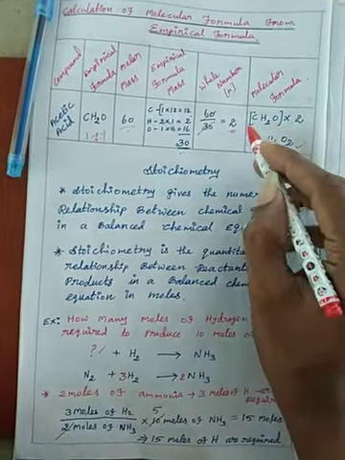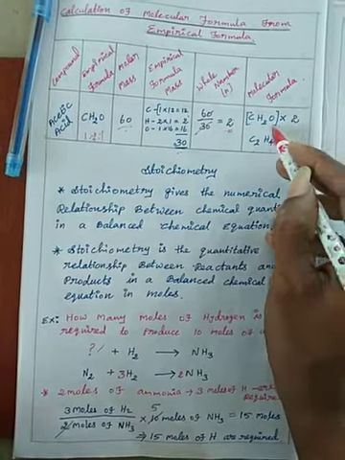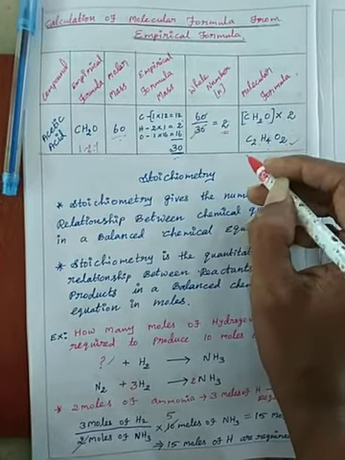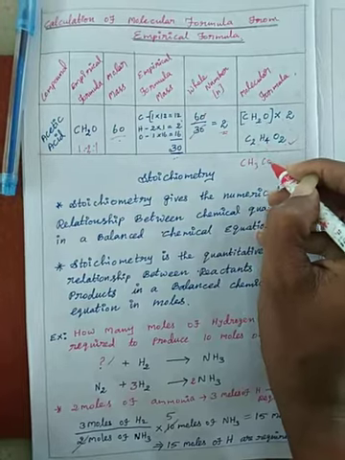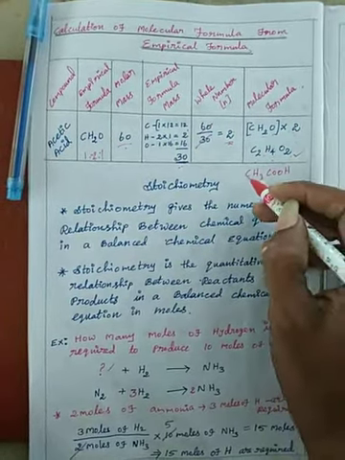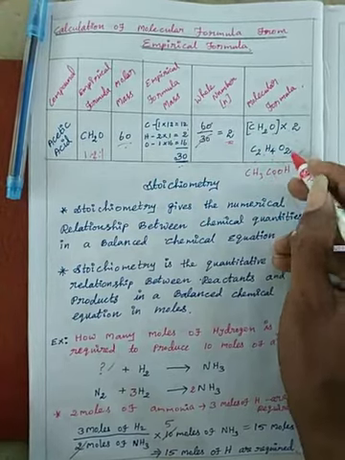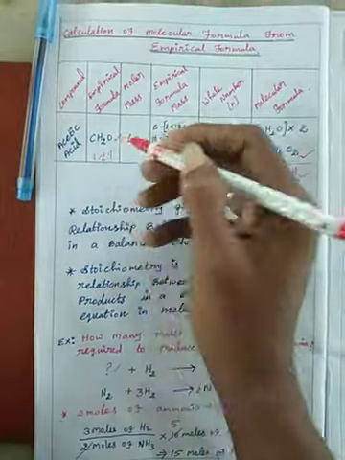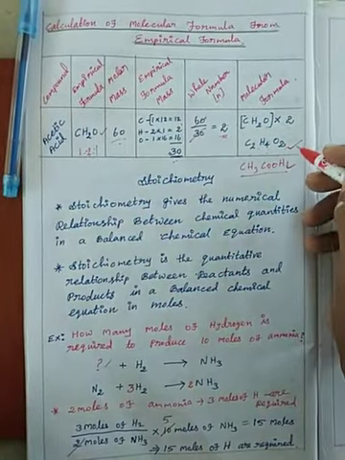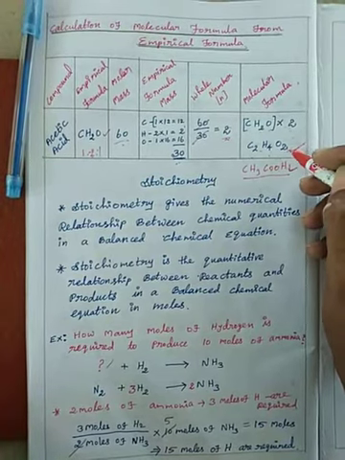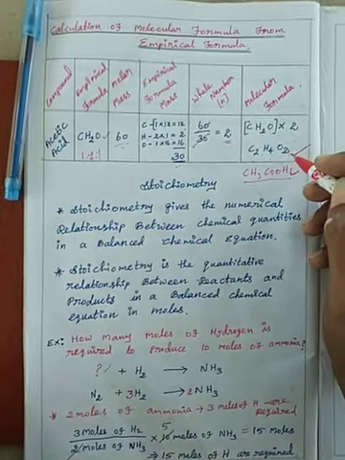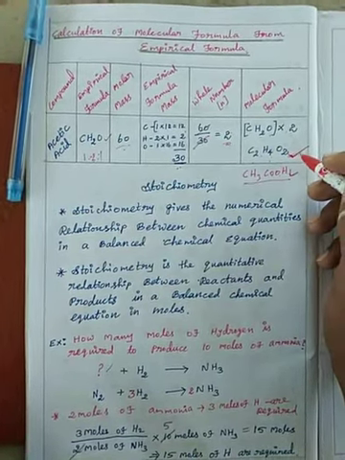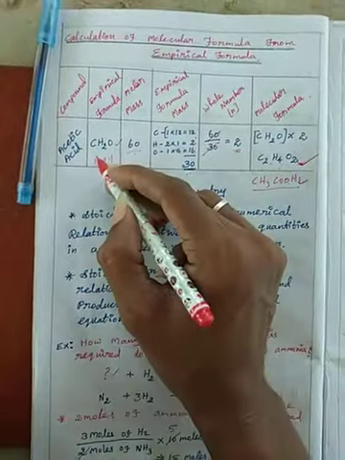See, 2 into 1 is 2, 2 into 2 is 4, 2 into 1 is 2: C2H4O2. And you can work out the expanded structural formula, which means CH3COOH, called acetic acid, students. So this is the structural formula, this is the molecular formula, and this is the empirical formula. The molecular formula is written in the order of elements in the molecule: carbon, hydrogen, oxygen. The simplest ratio is called the empirical formula.